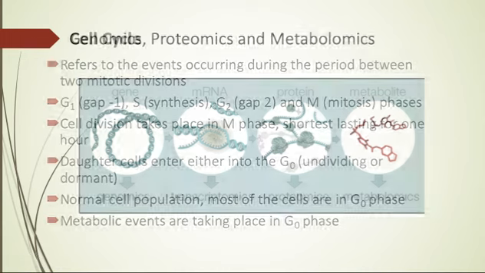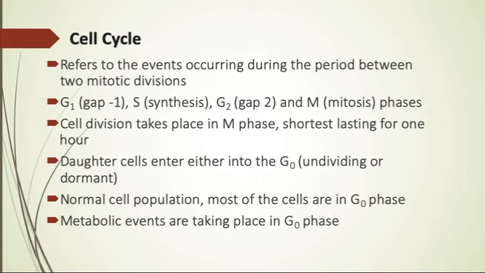Next we'll go on to the cell cycle itself. You would have studied about the cell cycle in your PU classes. Just a brief description of what the cell cycle is. It refers to the events occurring during the period between two mitotic divisions. You have the G1 phase, that is gap 1, then the S phase or the synthesis phase, then G2, the second gap, and the mitosis phase. The cell division takes place in the M phase, and it is the shortest, lasting for an hour.